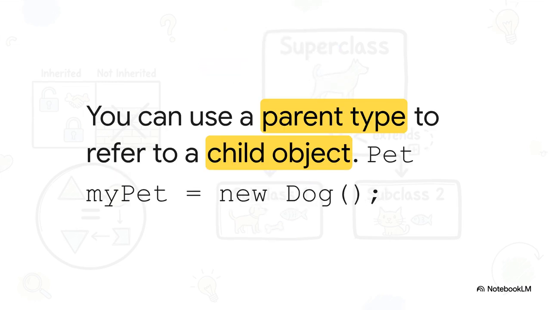Look at this single line of code. This is everything. We are creating a brand new Dog object, but look where we're storing it, in a variable of type Pet. How can we do that? It's all because of that is-a relationship, because a dog is a pet. This lets us write way more general, flexible code that can handle any kind of pet. Doesn't matter if it's a dog, a cat, or even a fish.